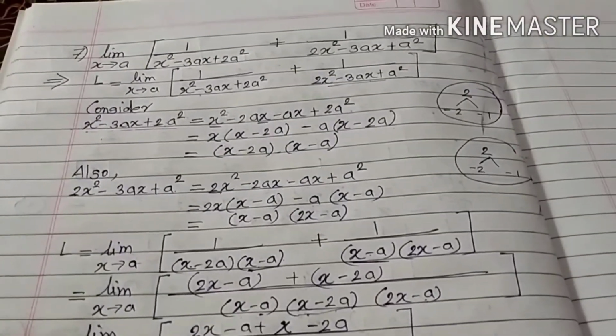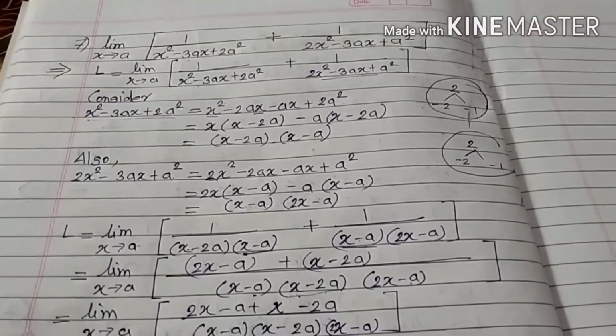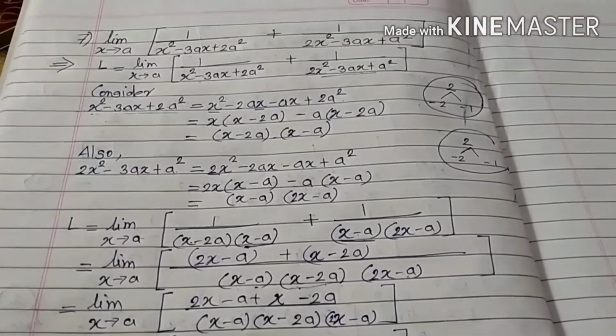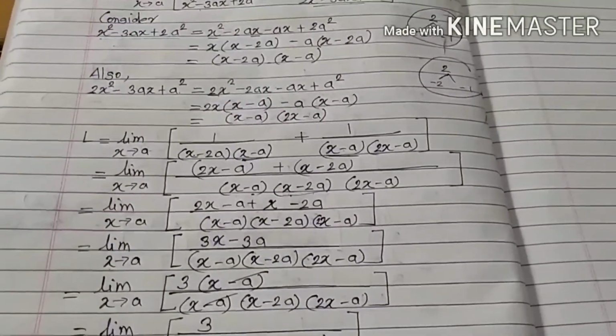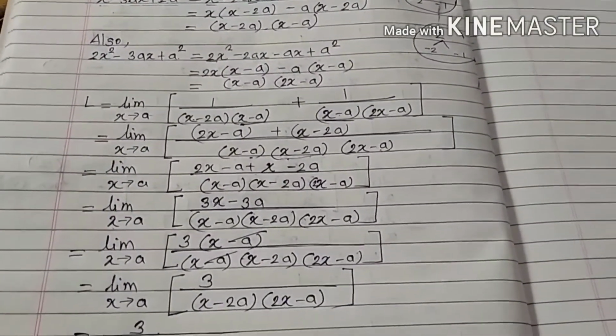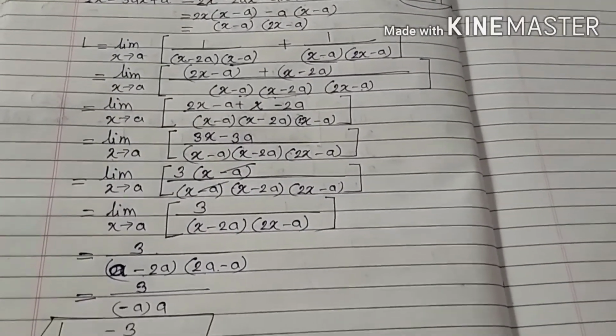So today we stop here, and here we complete our exercise 7.2. Try to solve the remaining sums of exercise 7.2, and in the next lecture we start a new method, that is the method of rationalization. Thank you.